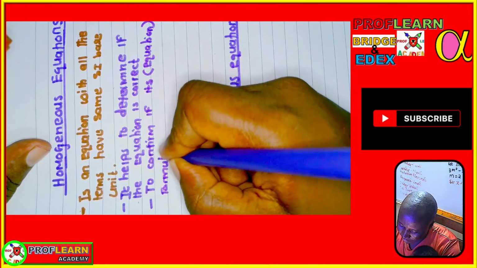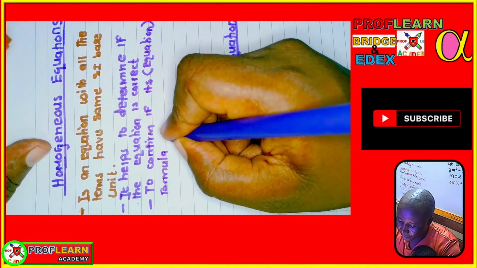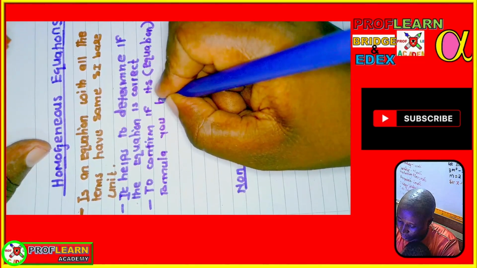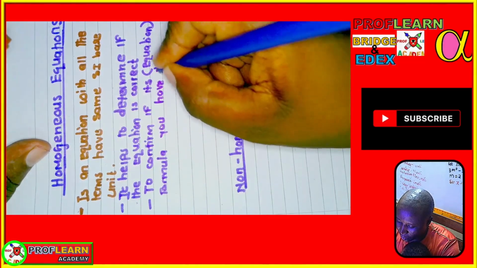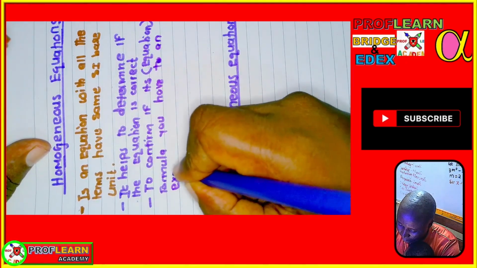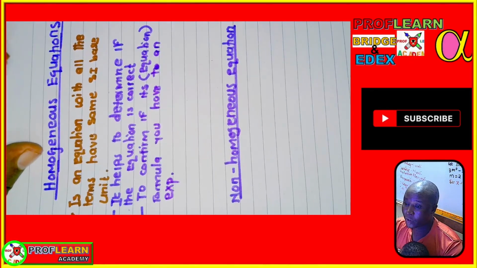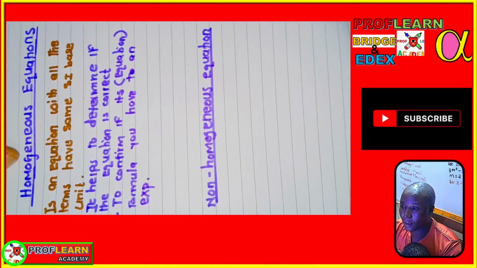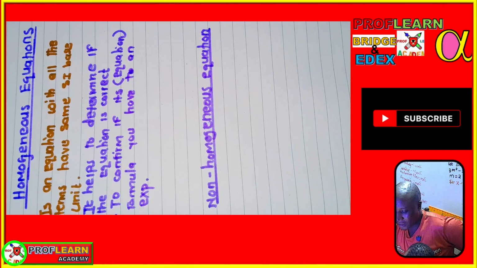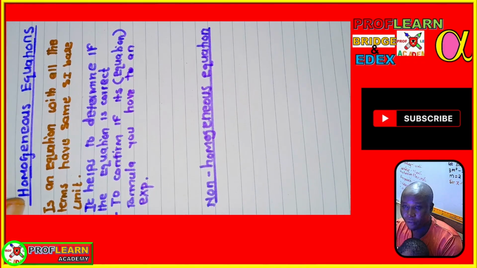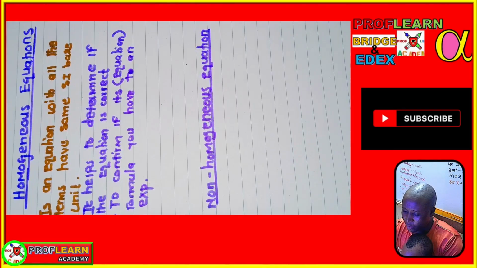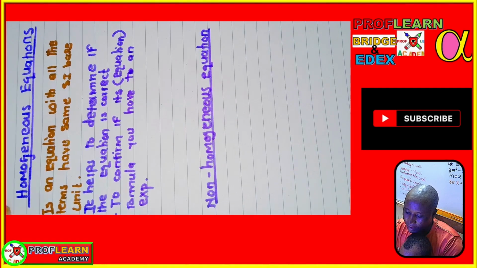That is basically, we're talking about the equation or the formula. To determine if it's correct, you have to do an experiment. You need to carry out an experiment in the lab in order to determine whether that equation is basically correct. But one of the conditions for a formula to be correct is confirming or checking if it's homogeneous.